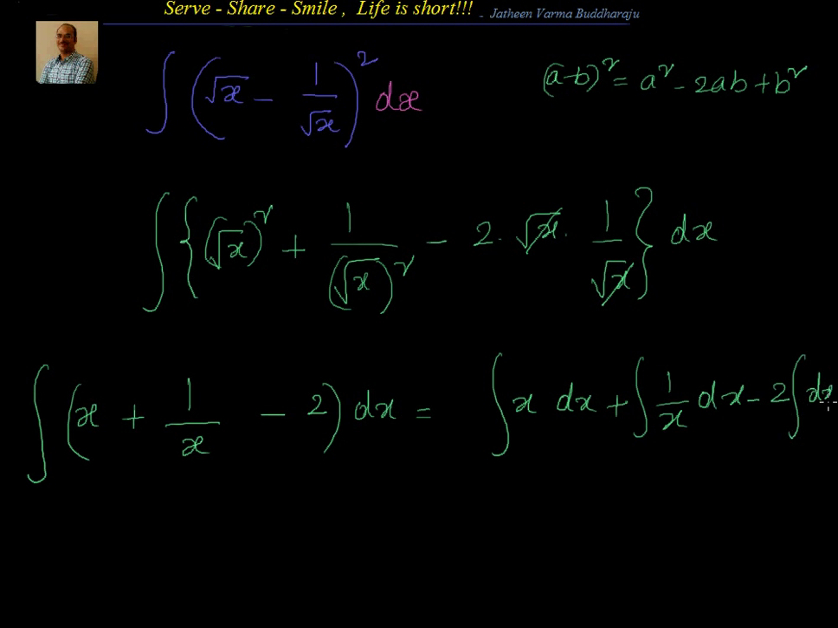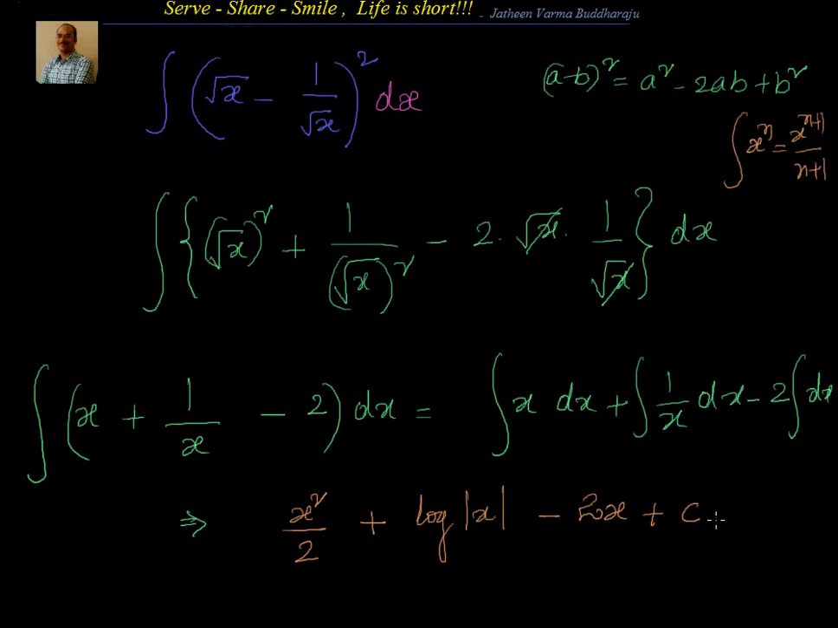We know that the integral of x is of the form x to the power of n, and the integral is x to the power of n plus 1 by n plus 1. So I can write it as x square by 2 plus the integral of 1 by x, which we know is nothing but log x. So I'll say log of mod x minus 2 into the integral of dx, which is x. So I can write it as 2x plus constant c. So this is the integral of the function.